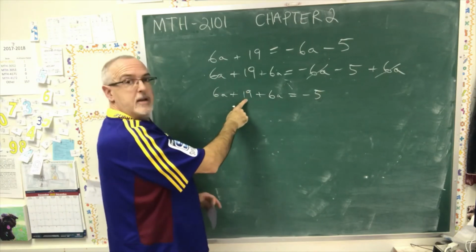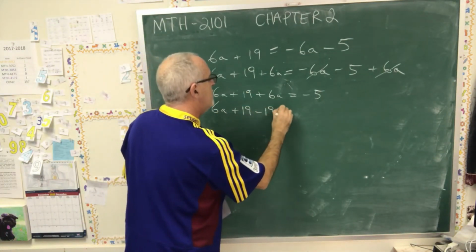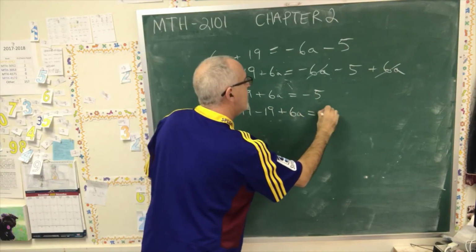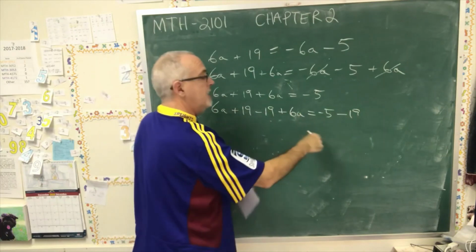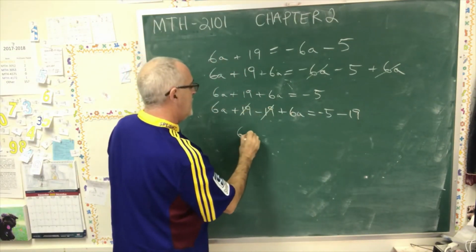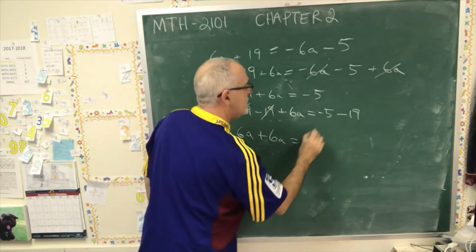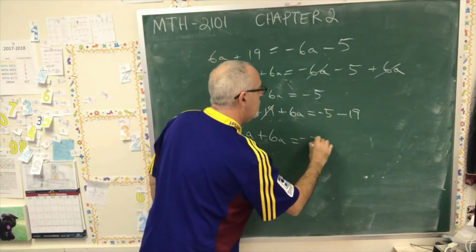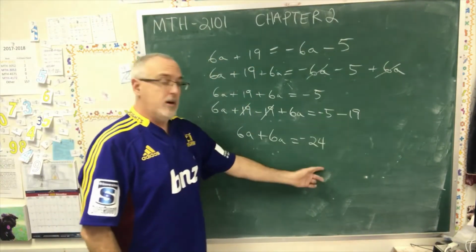I want to move the 19 to the other side now. So 6a plus 19 minus 19 plus 6a equals negative 5 minus 19. I'm subtracting a 19 from both sides, and I'm showing all of the steps. These cancel. I have 6a plus 6a, which are two identical terms, equals negative 5 minus 19, which is negative 24. I've combined my similar terms on the right side.